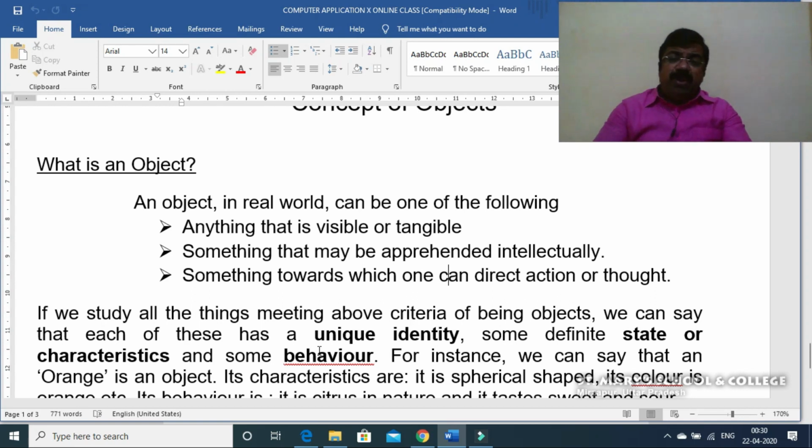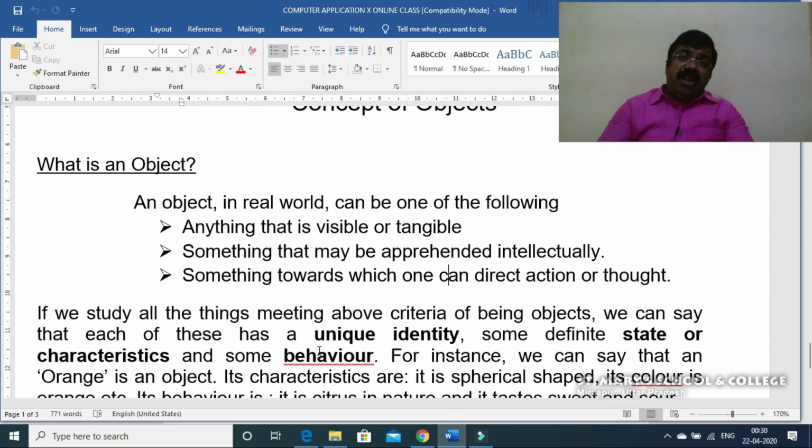What is the behavior when we talk about the fan? The behavior related to the fan, we can say that when the power is given, the fan will work, and when there is no power, it will stop working. Okay, when we are considering anything that we see around, they all will have certain characteristics and behavior. Now we say that objects are uniquely identifiable.